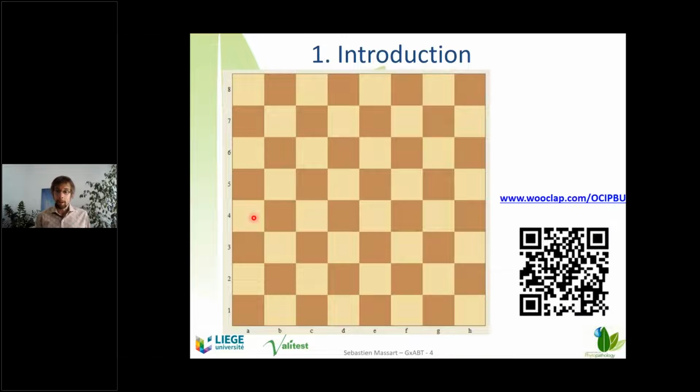So for that, we will make a first trial of how the interaction works. If you have a mobile phone, please scan this QR code. If you don't have a mobile phone, just use this address, www.wooclap.com/OCIPBU. Leave it on the screen, and you will land on a page. You will not be able to participate yet. You will have a message stating that you should wait. So I let people go there.